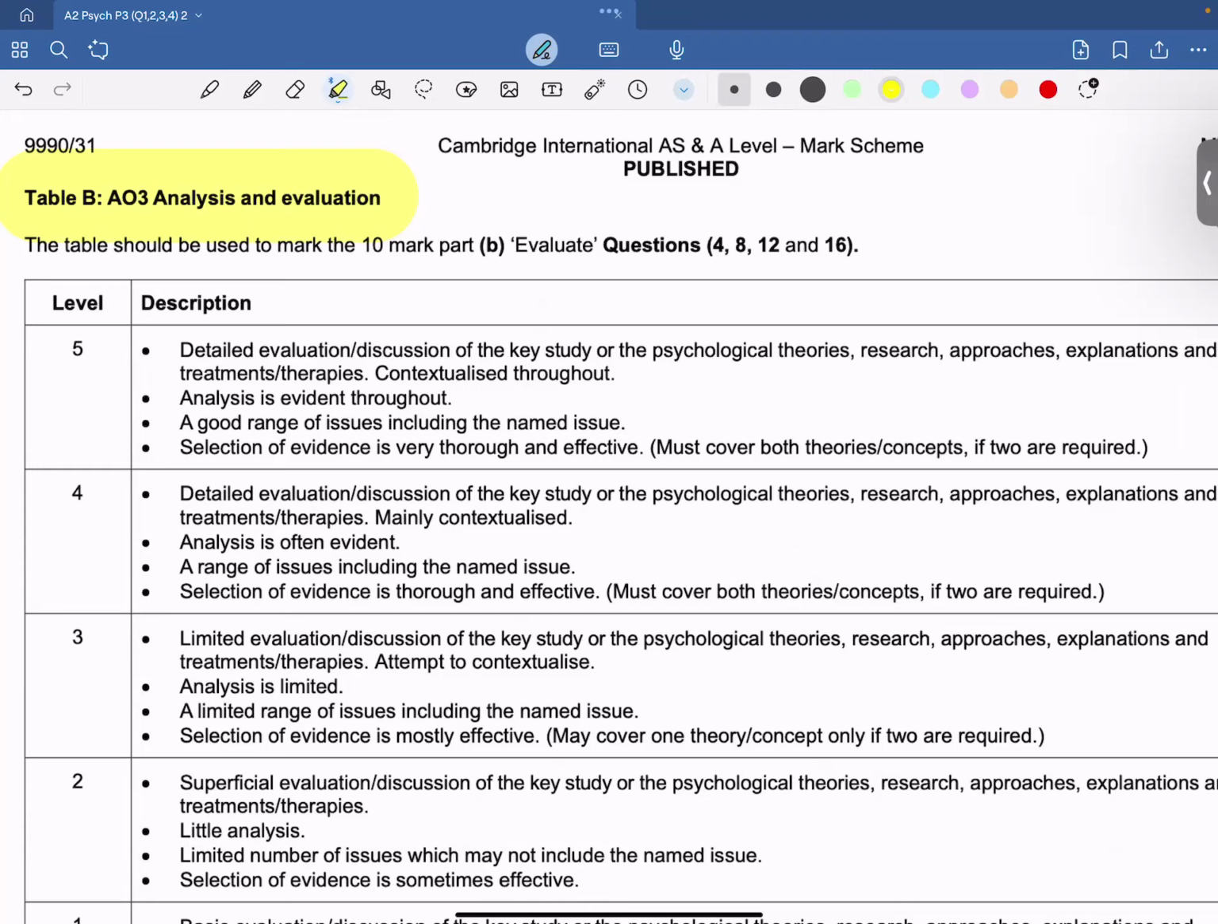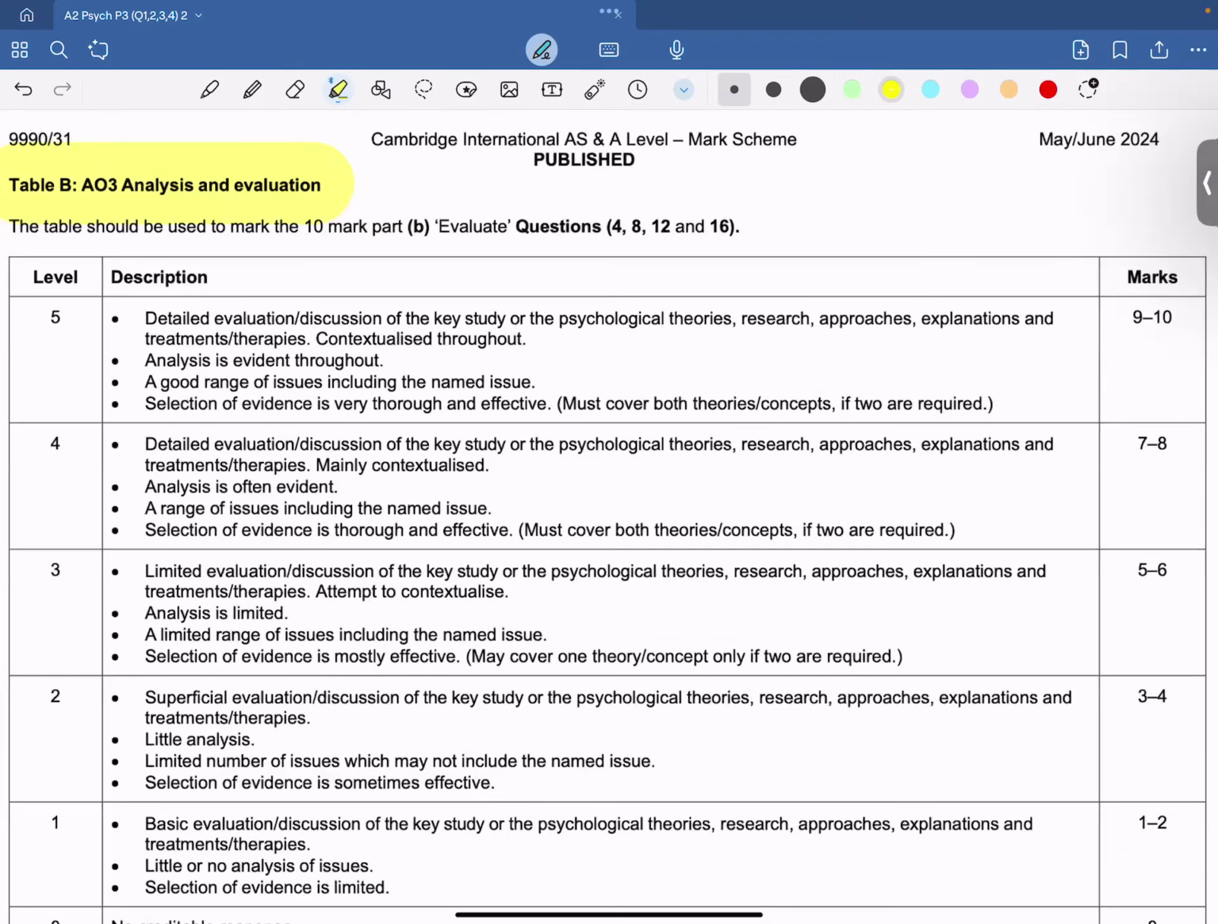If you want to score in the top level, that is level 5, where we score between 9 to 10 marks, the examiner expects us to provide a detailed evaluation. One detail is essential: detailed evaluation or discussion of the key study or the psychological theories, research, approaches, explanations, and treatment or therapies, contextualized throughout. So in our case, for this particular question, we are expected to evaluate or discuss in a detailed manner, and we have psychological theories over here, this part, right? Now, contextualized throughout, that is in that particular context.